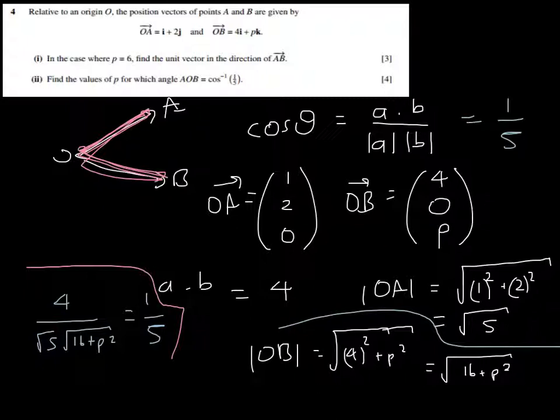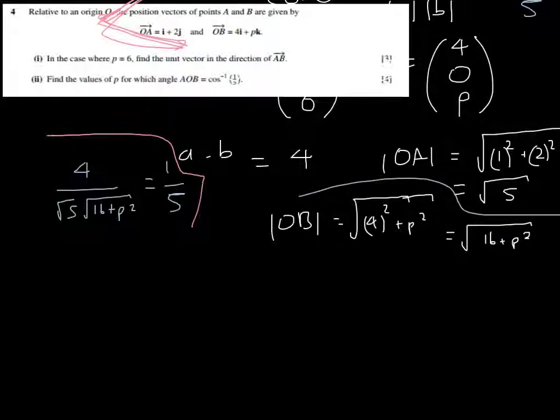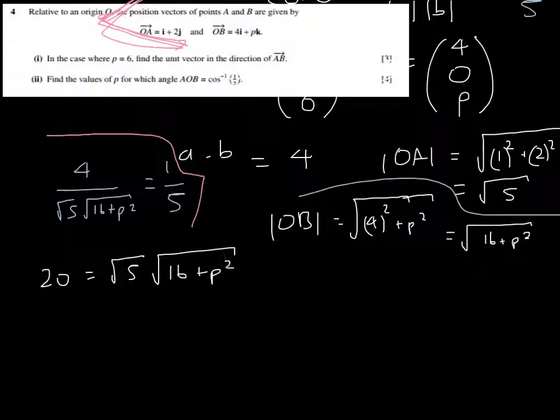Now that does look a little bit scary, but fractions are our friends, and our new little mantra is that surds are our friends, because surds just want to be squared. That's all we have to do to deal with those. So let's do a little bit of cross multiplying. We're going to get 20 equals the root of 5 times the root of 16 plus p squared.